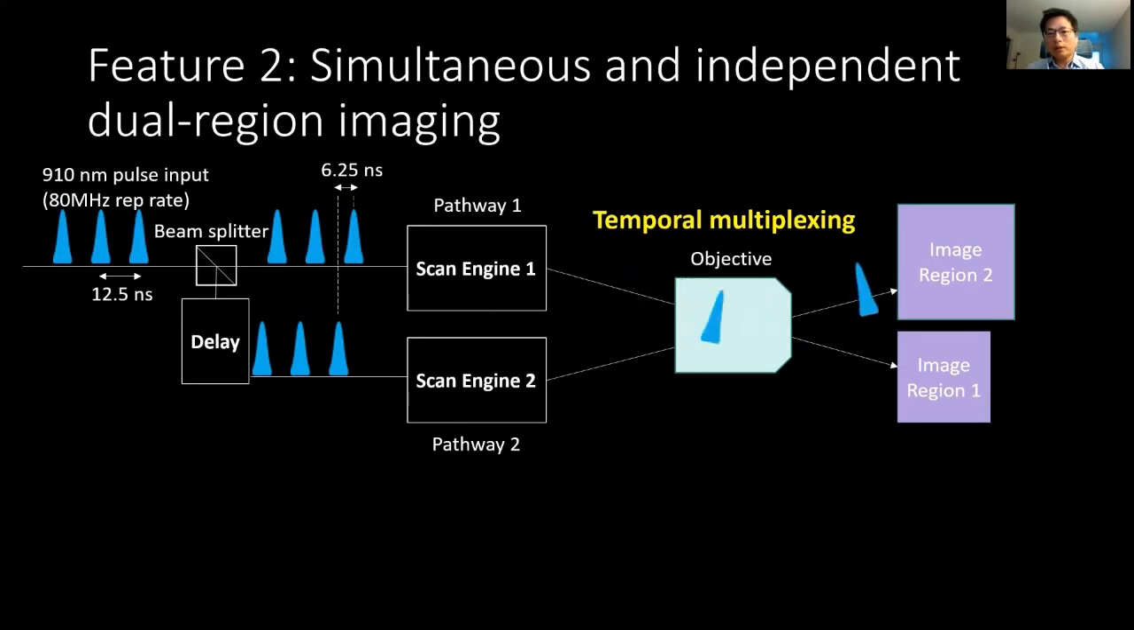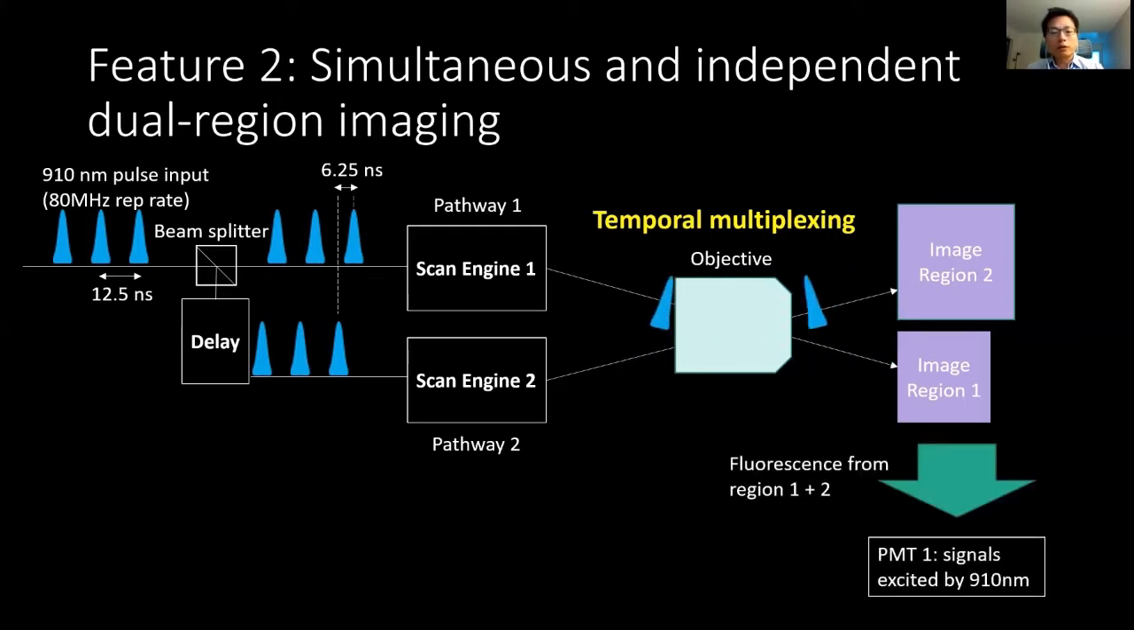The time delay is achieved by splitting the input laser into two beam lengths and making one of them travel a longer distance before arriving at the scan engine. And because of this time delay between the two beam lengths, the generated photons from the two imaging regions are also separated in time. Therefore, one single photomultiplier will receive emission photons from these two imaging regions alternately.